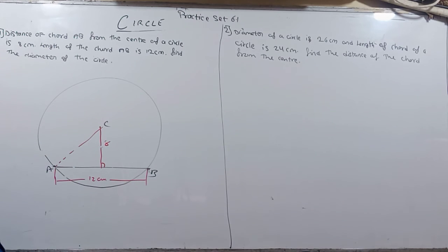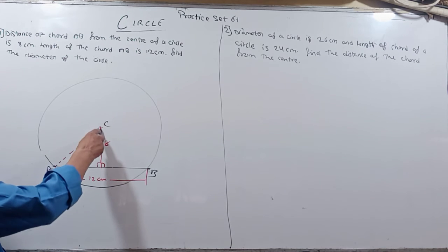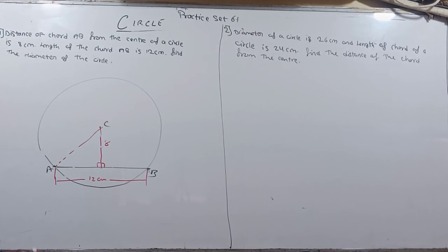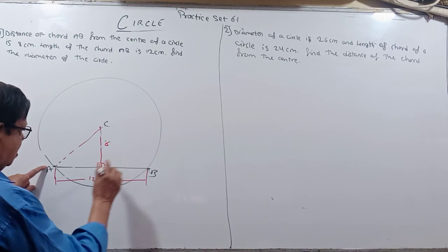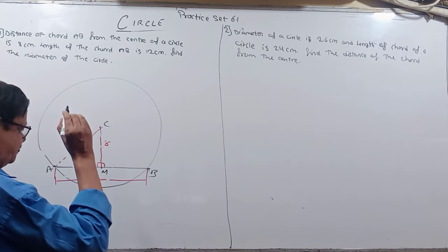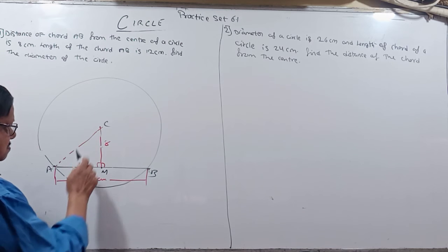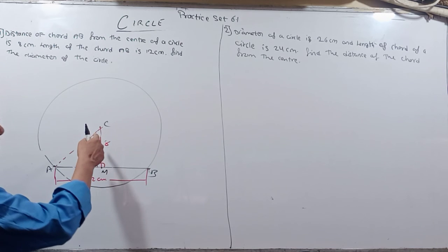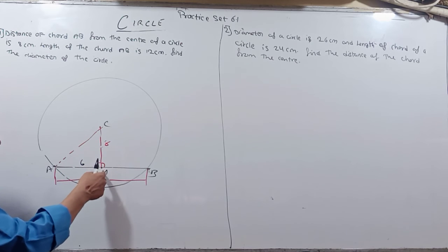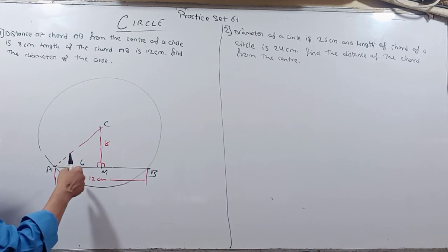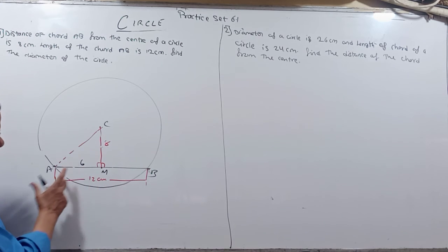Join AC. This angle is 90 degrees. Distance means perpendicular distance. Now we use the chord bisector theorem. What is the chord bisector theorem? Perpendicular drawn from the center to any chord bisects the chord. If AB equals 12, we name the midpoint M. So AM will be how much? 6. AM should be 6. When you draw a line from the center perpendicular to the chord, it bisects the chord. If this is 12, then this will be 6.